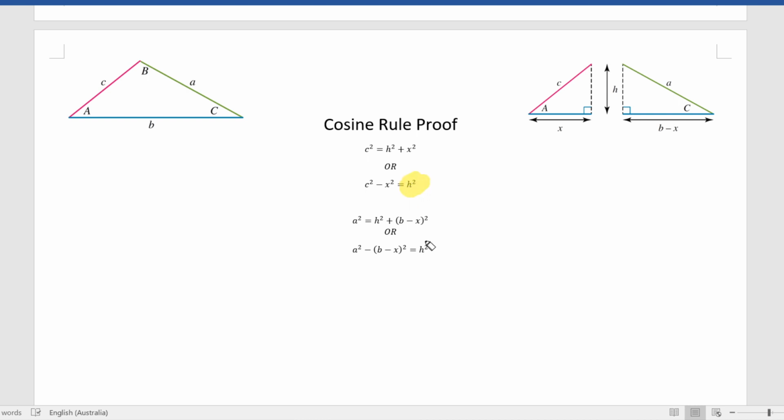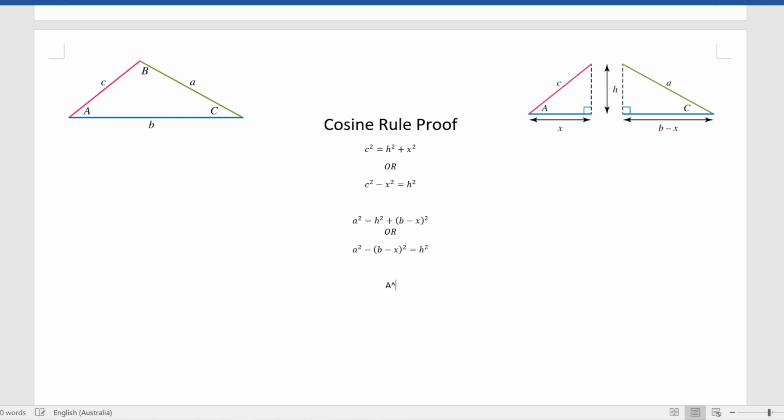Notice I now have h squared and h squared. What I'm going to do now is combine these two equations. I'm going to be combining those two equations, and I'm going to show you how. Let's get rid of that. I'll just erase it first. So how I'm going to do that is as follows.